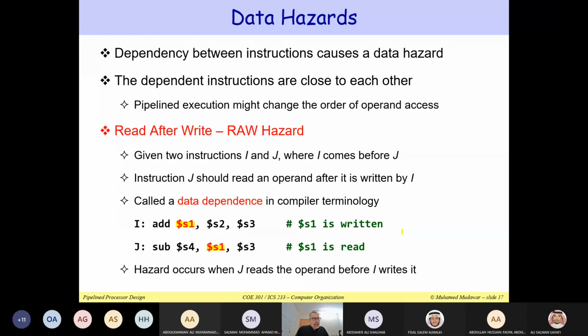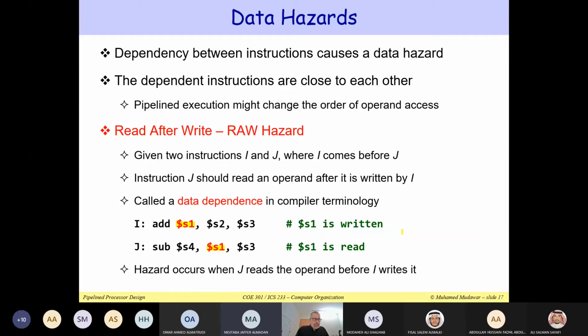Now, why is this a hazard? That's a data dependence, but in the case of pipelining, it becomes a hazard. Why is this a hazard? Any idea? The result has not been computed in S1, and we need it for the subtraction. Yeah. I think you will read and write at the same time to the register.